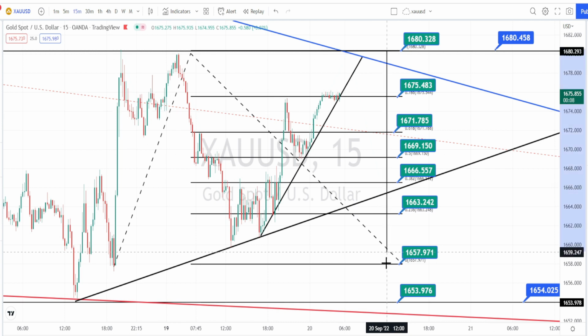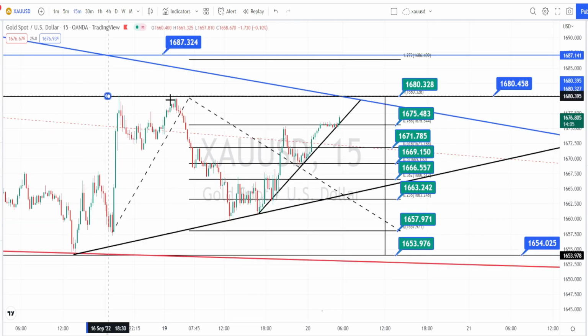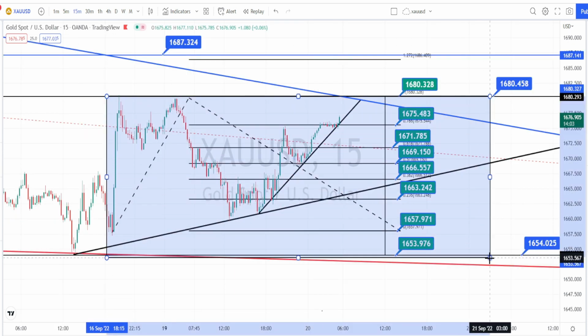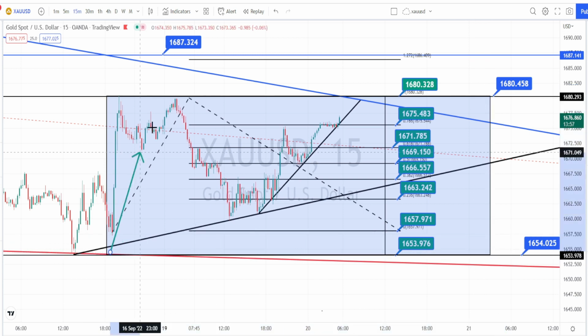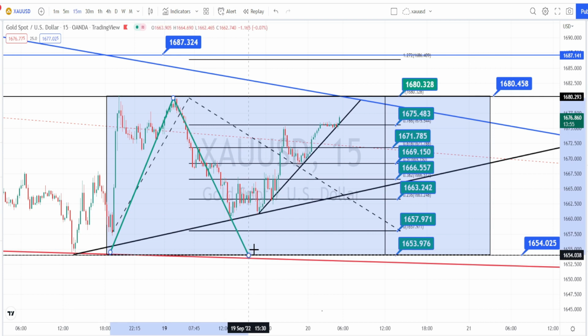So these are all the resistance and support levels for current price action in 15 minutes time frame also. So as long as the price action is trading within this higher time frame support level and resistance levels, we can expect multiple trends in the lower time frames. That's all the analysis for today.